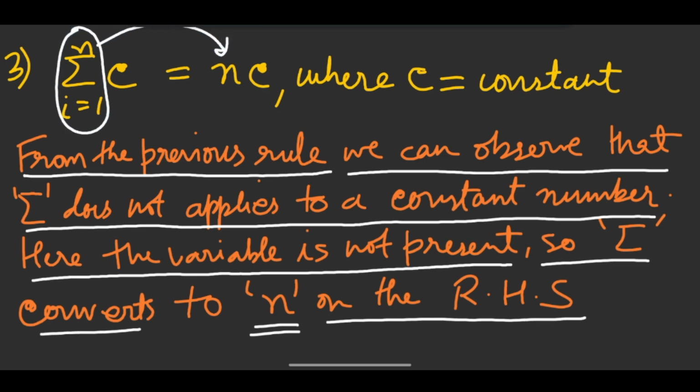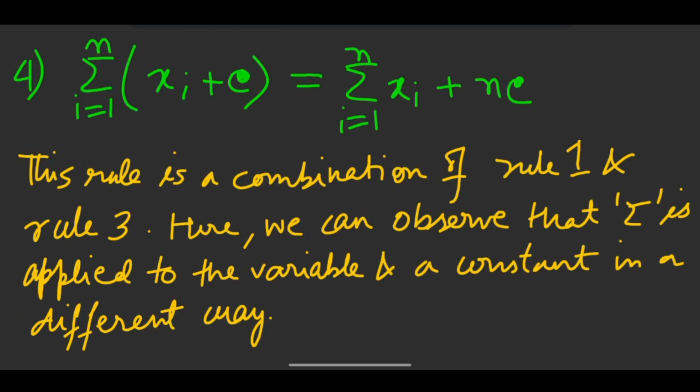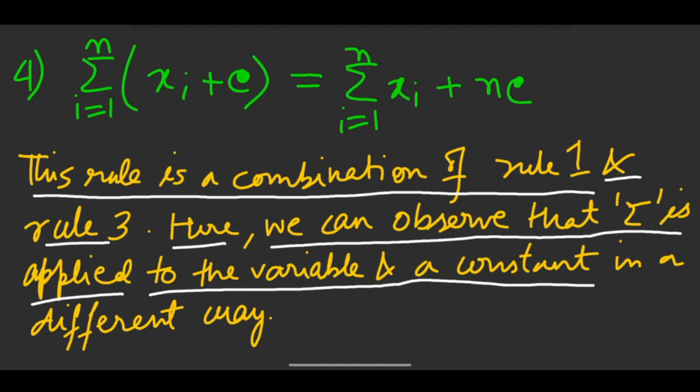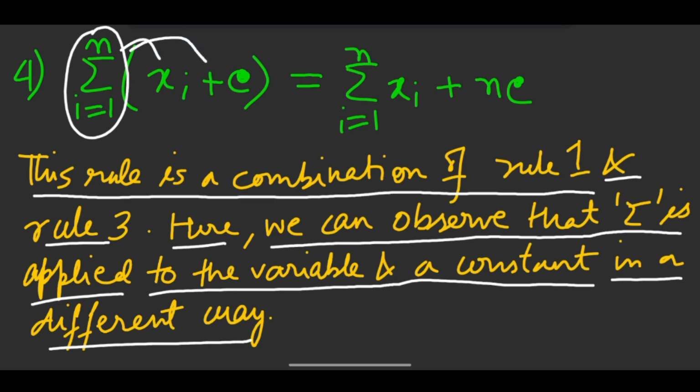Now the rule number 4. This rule is a combination of rule 1 and rule 3. Here we can observe that summation is applied to a variable and a constant in a different way. Here we can see when summation is applied to both xi as well as to the constant c, summation remains applied to the variable xi but changes to n on the right hand side.